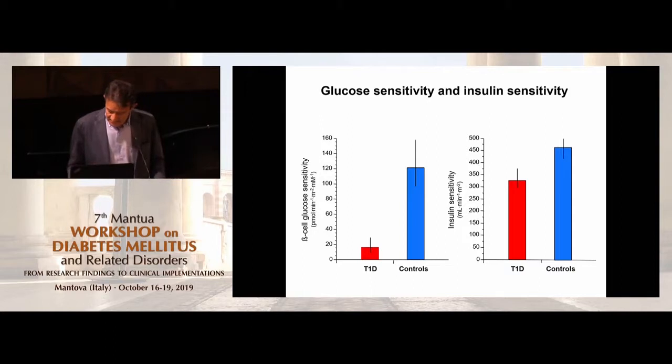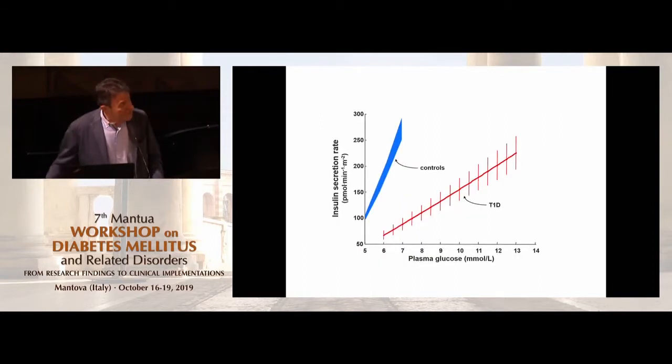And here you see the dose-response curves for insulin secretion in response to plasma glucose excursions during the mixed meal. And obviously, as you would expect, the curve is shifted down and to the right in the type 1s as compared to the controls, giving just a visual picture of the defect in beta cell glucose sensitivity, which is the ability of the beta cell to sense a change in glucose levels and to respond to that level.